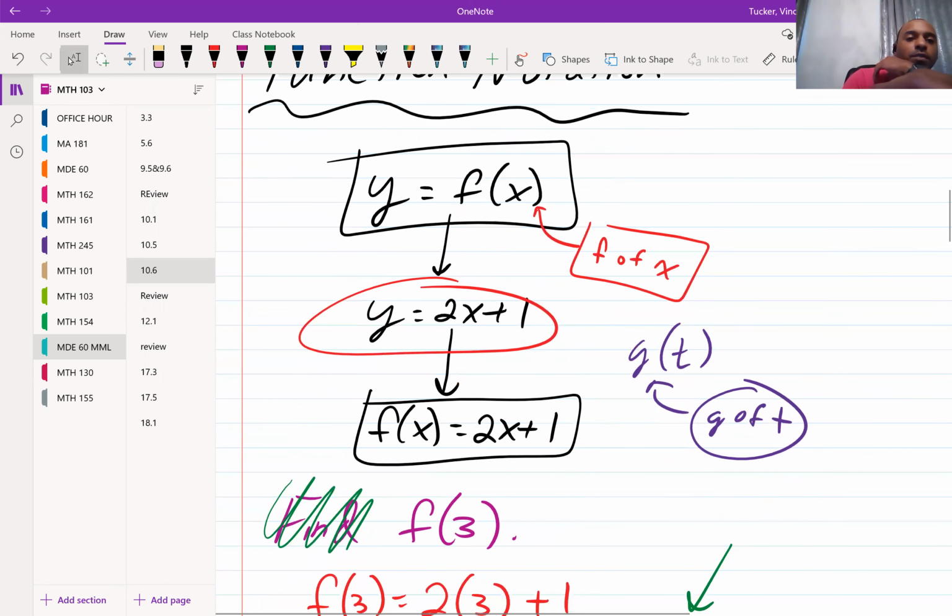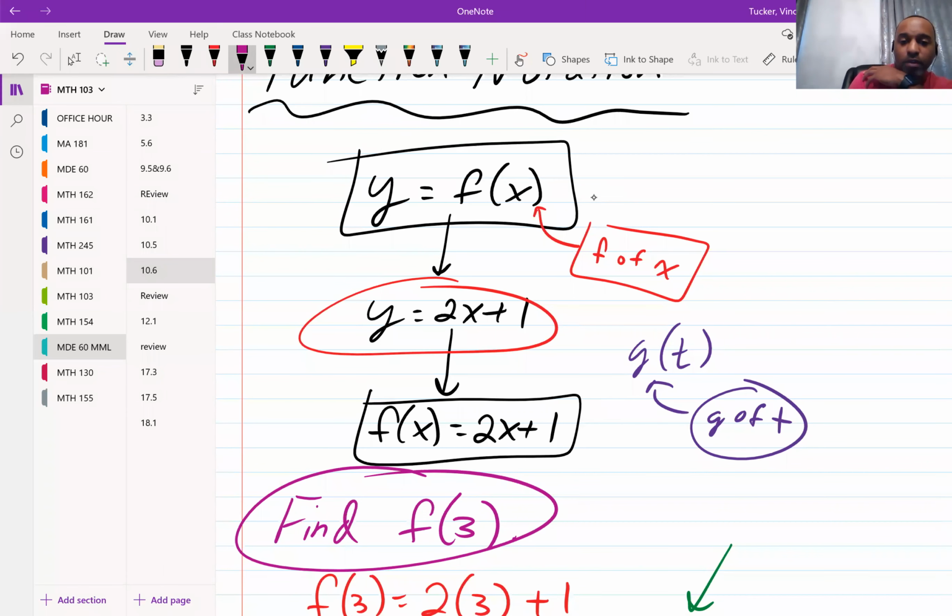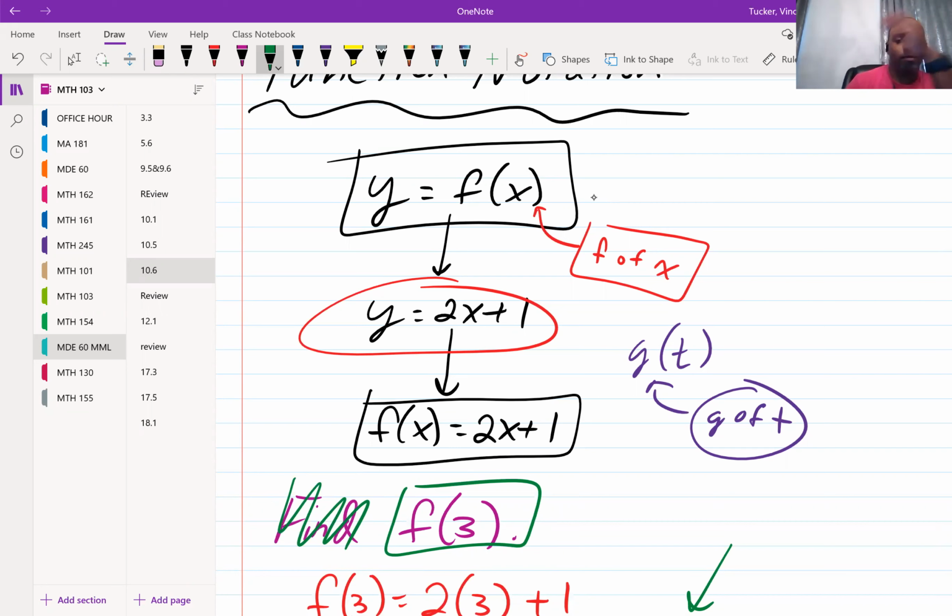So what that does for us, in mathematics, if you ever just watch and observe what they do, they try to write it with the least amount of words possible to give you instructions, and just use symbols and letters. They could say the sentence, find f of 3. Or they could just write f of 3. They don't even have to write find.